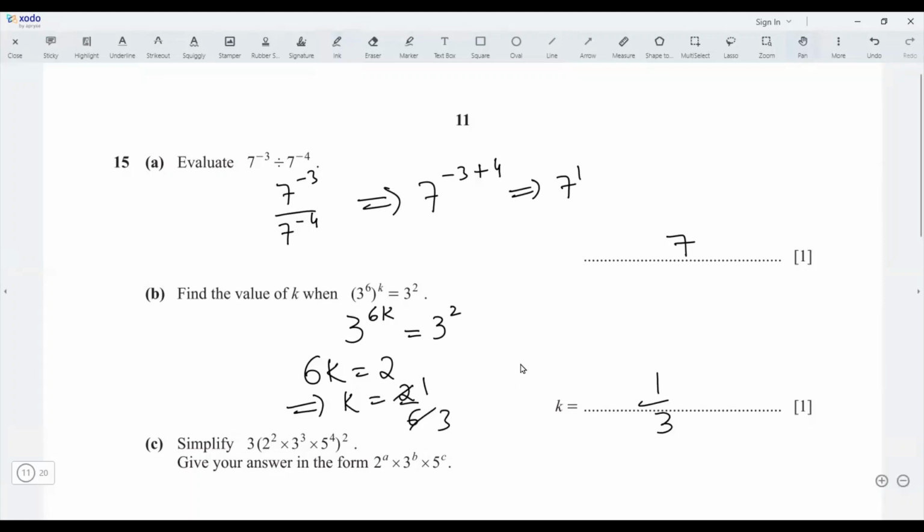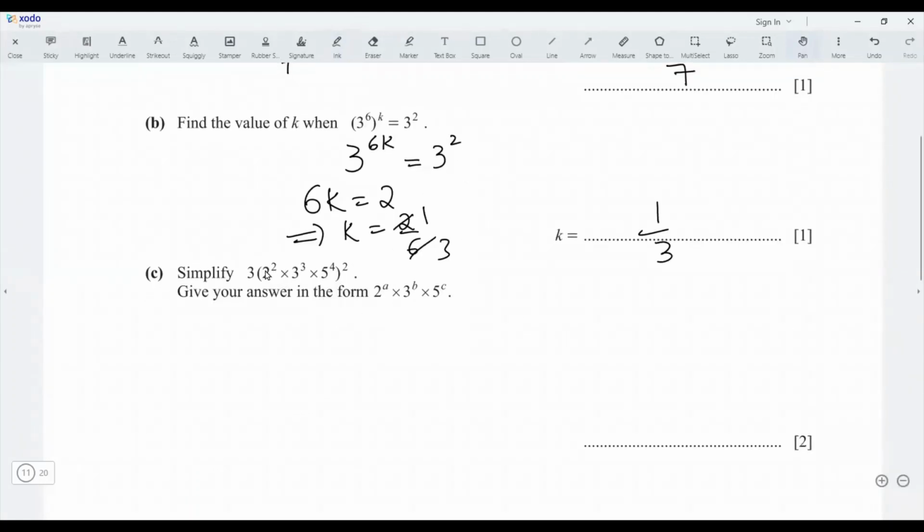So moving ahead to part C. If numbers are being multiplied and there is a whole power, that power is multiplied with each and every term's power. We can write 2 raised to the power 2 multiplied by 2, it becomes 2 raised to the power 4. 3 raised to the power 3 multiplied by 2 becomes 3 to the power 6. 5 to the power 4 multiplied by 2 becomes 5 to the power 8. The 3 is only multiplied with that 3 raised to the power 6 because the bases are the same. If bases are the same, we can add the powers.